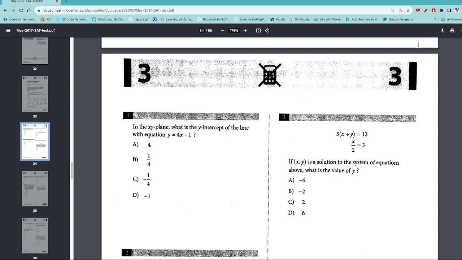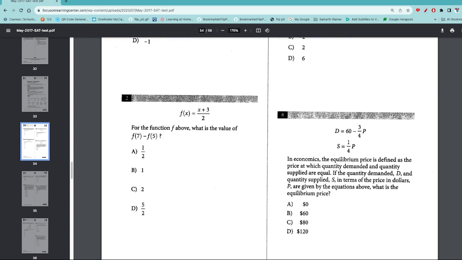Alright. Number 2, for the function f above, what is the value of f of 7 minus f of 5? Okay, so put in a 7. 7 plus 3 is 10. 10 over 2 is 5. Minus 5 plus 3, 8 over 2 is 4. 5 minus 4 is 1. The answer is B.